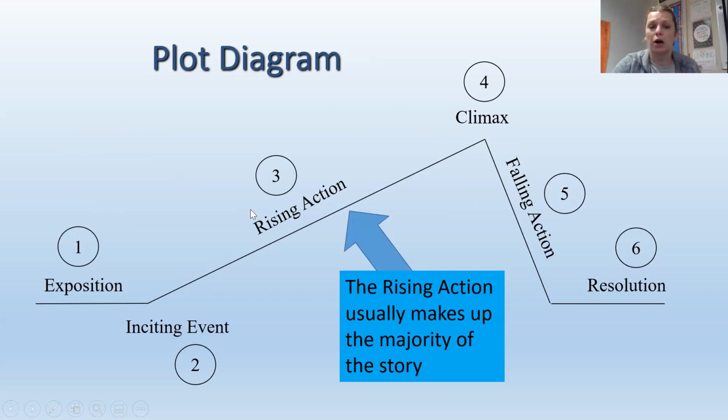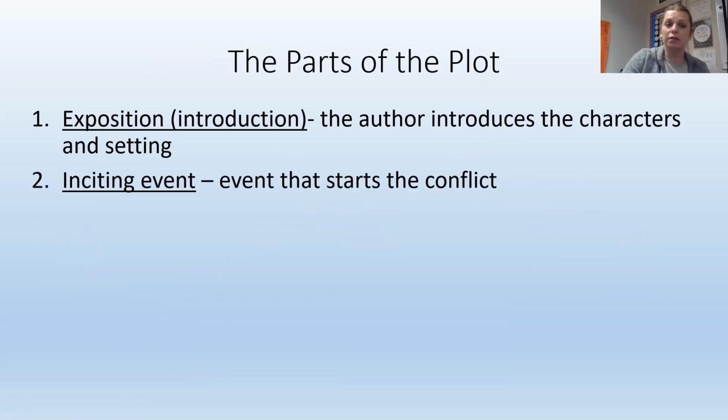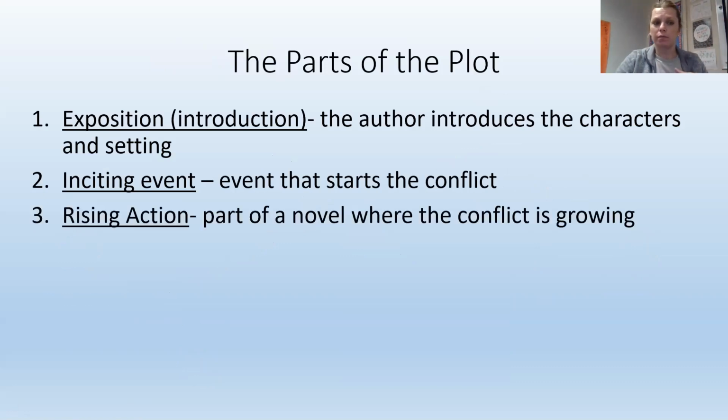Now, when we talk about movies, when we talk about TV shows, they follow this exact same diagram. All fiction stories have this in some form. The parts of the plot. The exposition or the introduction. The author introduces the characters and the setting. We talked about that. It's where the author shows you who's in it, where is it happening. The inciting event is the event that starts the conflict, that gets the ball rolling. Okay, it's what lights the match, what starts the conflict. And then the rising action is the part where the conflict is growing.